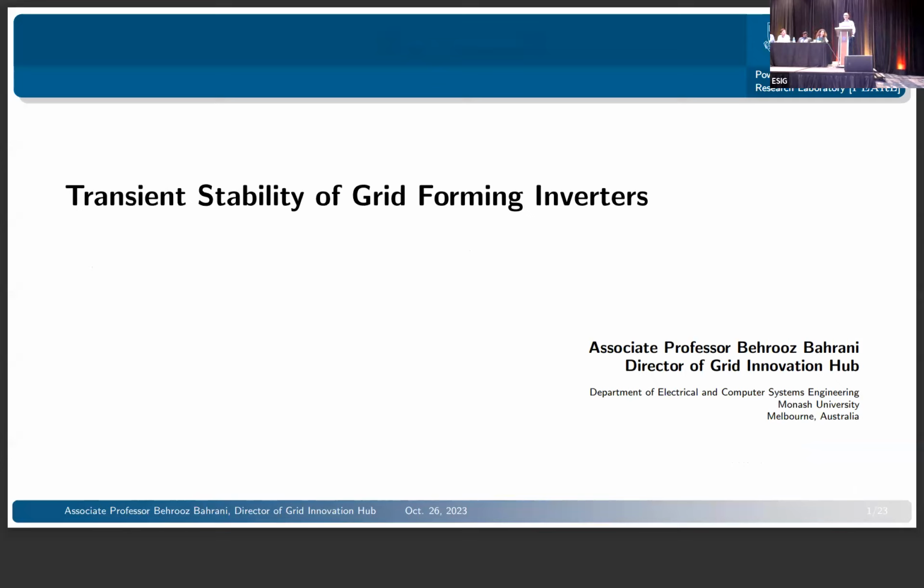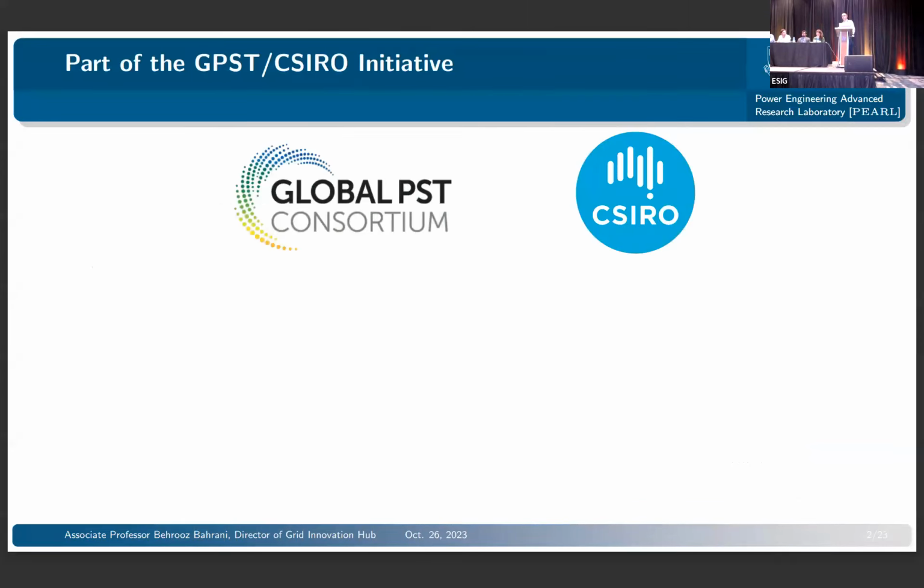So I will be talking about transient stability of grid forming inverters, and it'll be hopefully an interesting continuation of what we had in the previous presentation about parallel performance of IBRs. We have been looking into that problem to some extent. I will be talking about that a little bit in the presentation.